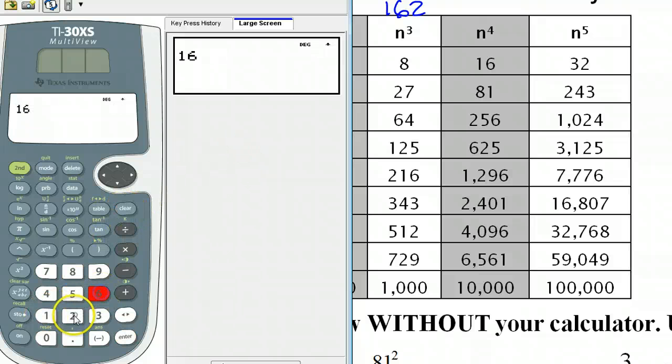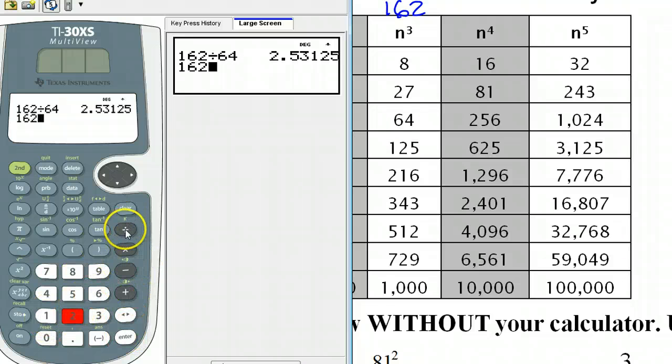So we've got 162. Is that divisible by 64 perchance? No. What about 27? Yes, I see that meeting. So that means 27 times 6.